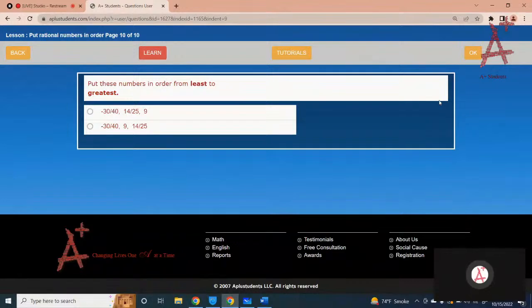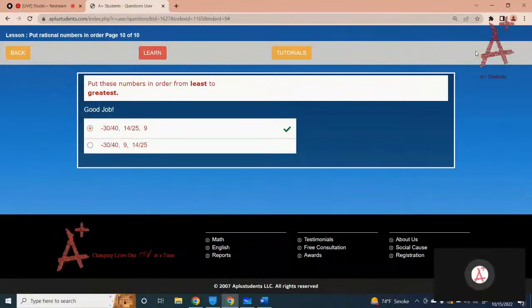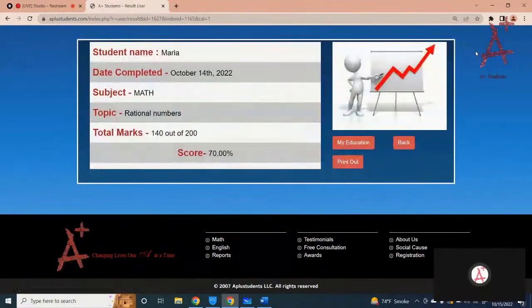Put these numbers in order from least to greatest. So you have to write the numbers from least to greatest. So which one is the least one? Yes, the first option is the correct one. Negative 30 over 40 is the smallest one. Then you have 40 over 25, and then you have 9. Got it? That is from least to greatest.